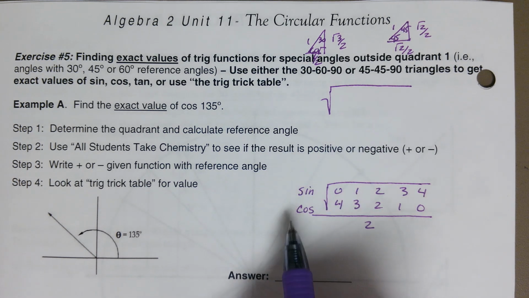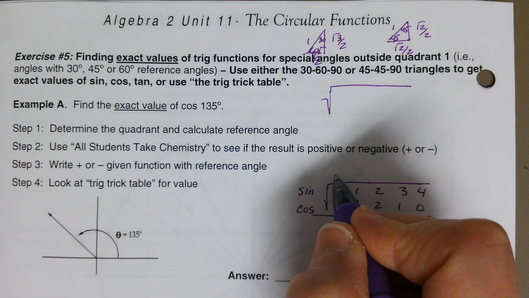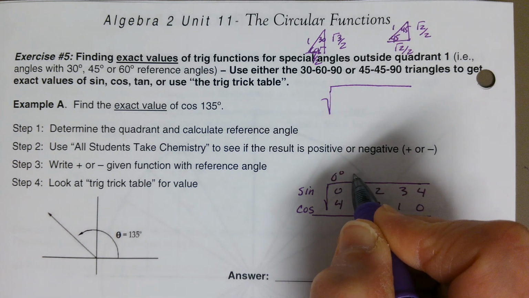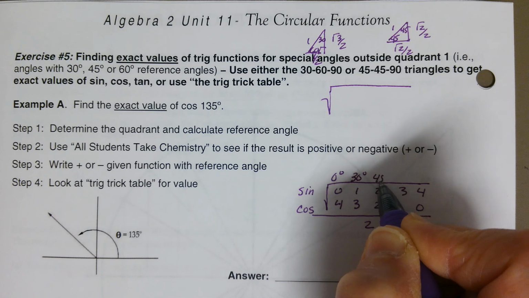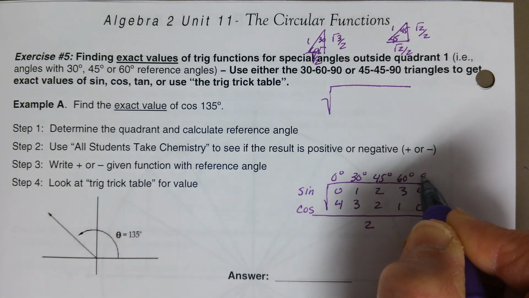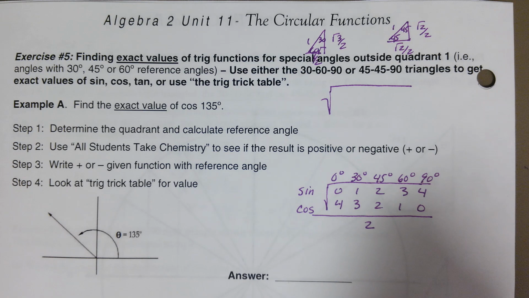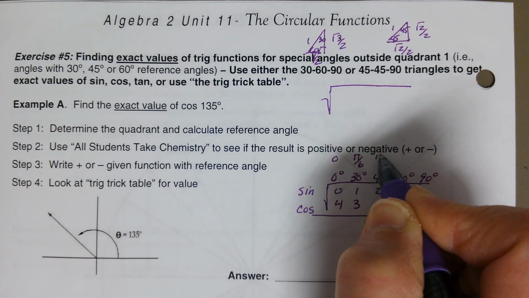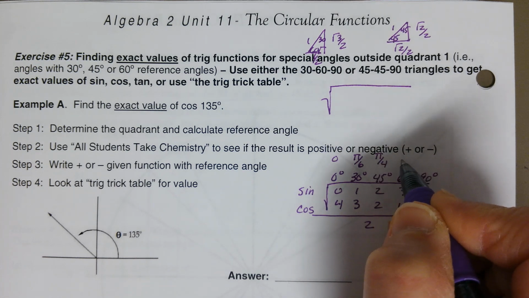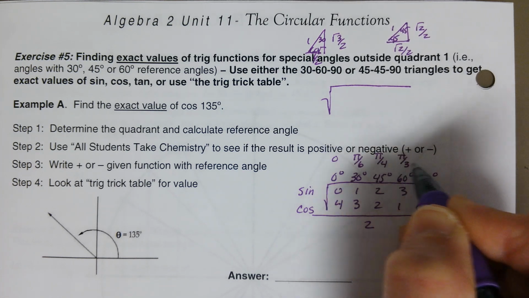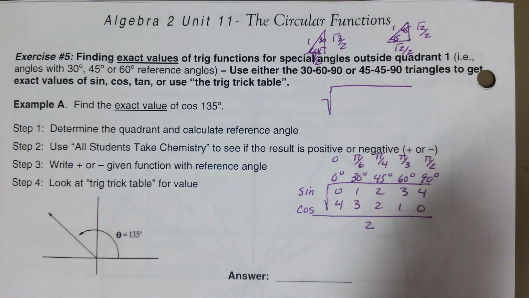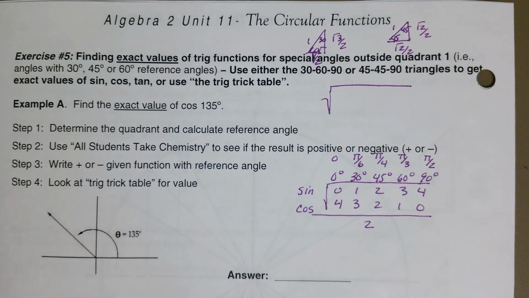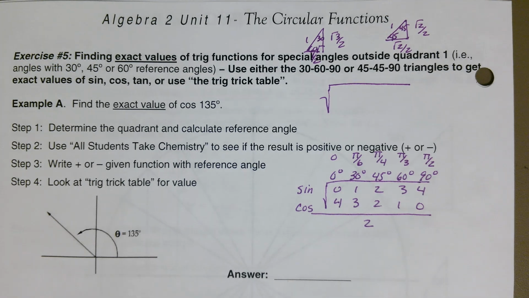Don't switch this. Why do we want sine over cosine? Because that's tangent. Tangent's equal to sine over cosine. And our degree measure is 0, 30, 45, 60, 90. Equivalent radian measure, 0, pi over 6, pi over 4, pi over 3, and pi over 2. You need to know this for pre-calc honors next year.